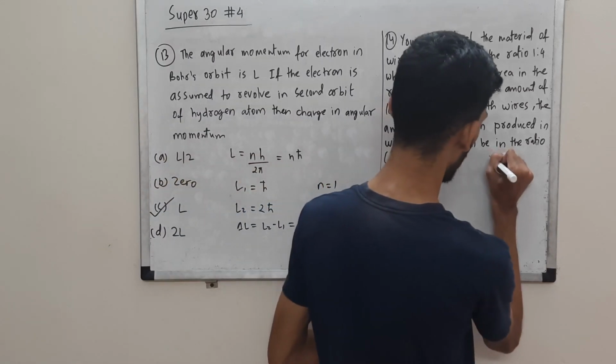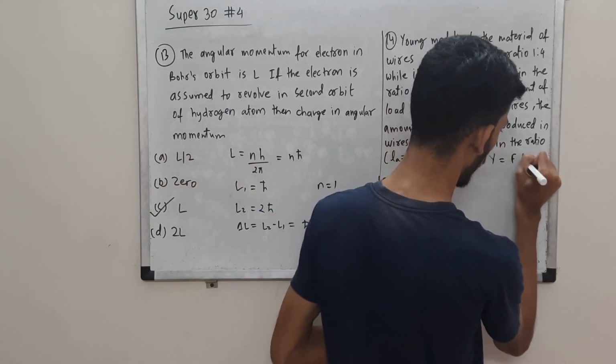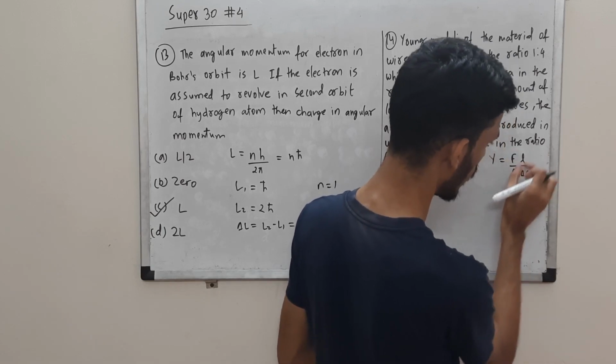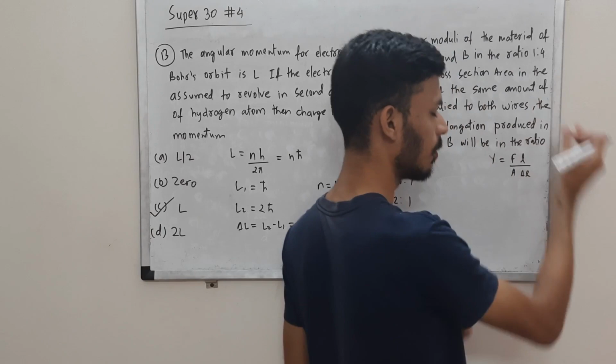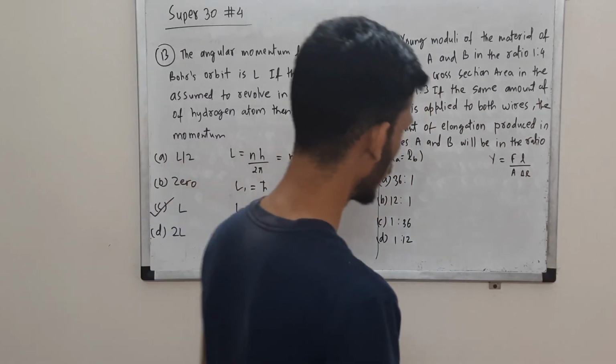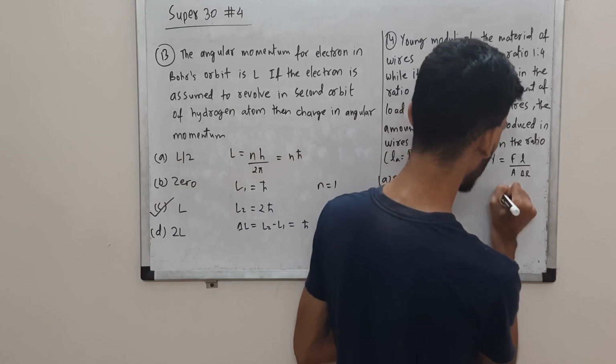So what is the formula for Young's modulus? It is FL by A delta L, or stress by strain. Stress is force by area, and strain is change in dimension to original dimension. Now we are given that the force is the same, so we can write this in terms of force.